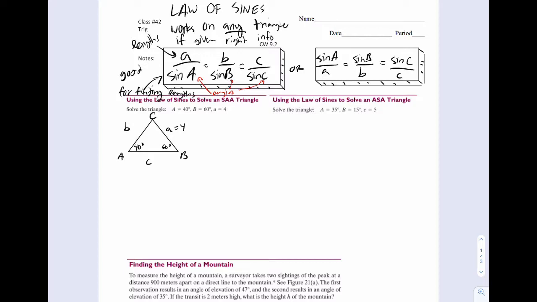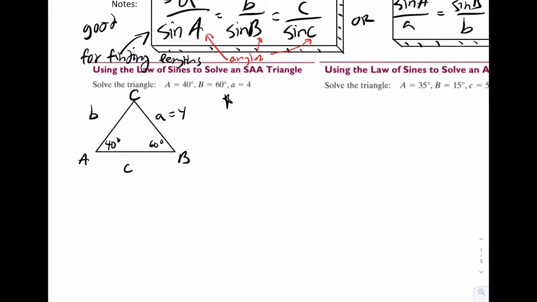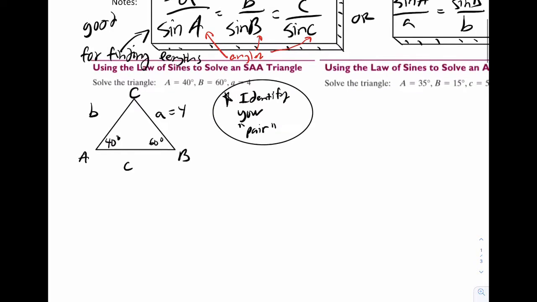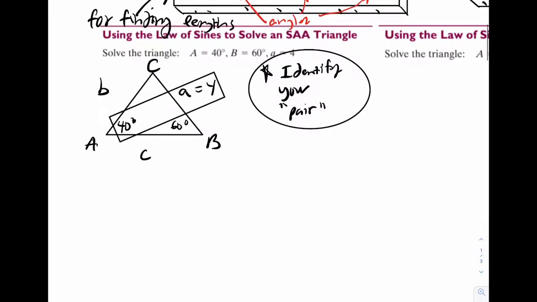Okay, so let's start working. The goal is to figure out everything else. The first thing I want you to do is write this down. Really important, big star: identify your, quote, pair. What I mean by pair is it's basically an angle and side length partner. For example, the pair here is, notice how at A, we have 40 and 4. That pair is the key to finding everything.